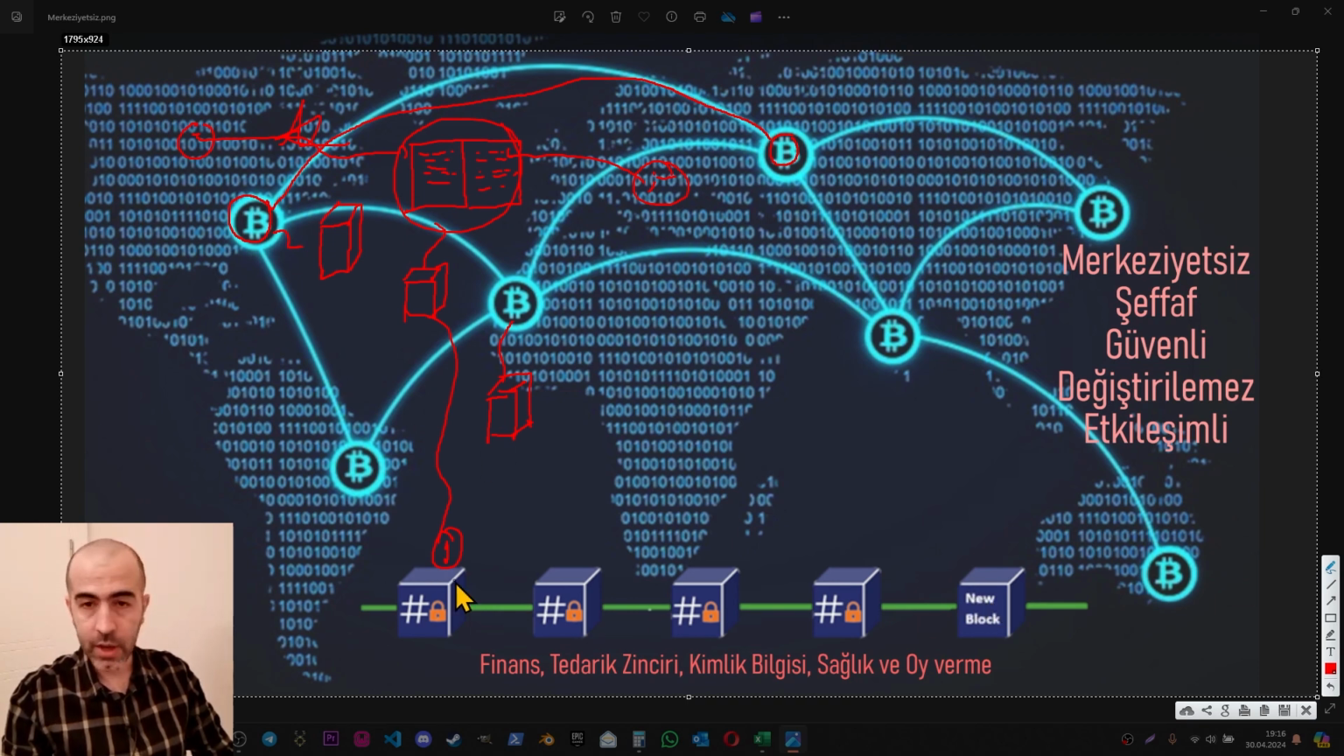Once this block has been created, all these computers which are connected to each other are confirming that the information on this notebook inside of this block is correct. Once all the computers agree this information is correct and all of them have signatures on it, then this block is getting encrypted with a special system, and then the blockchain itself allows creating a second block, and new pages are being created on this notebook.